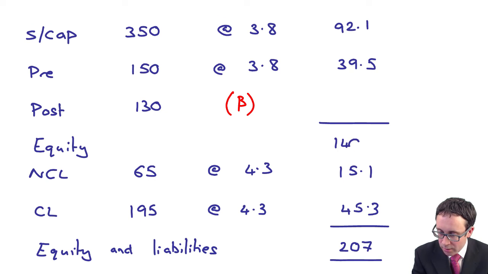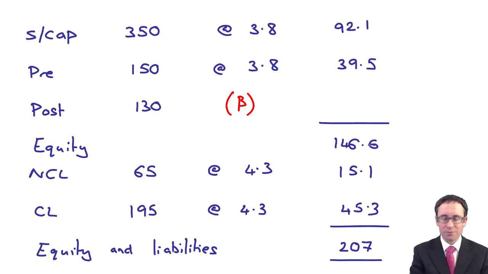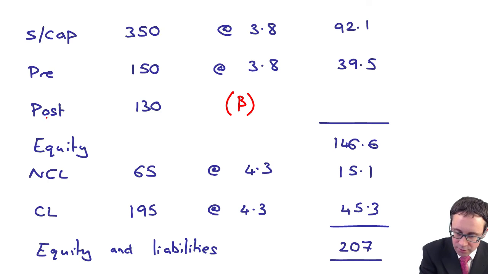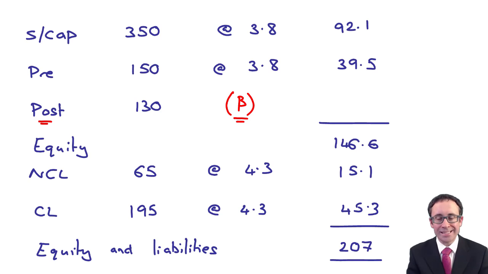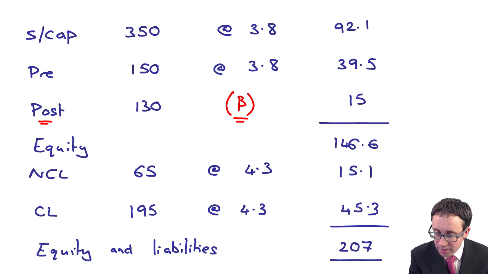again, check my arithmetic. I know you will. And let me know if I'm wrong. I know you'll let me know if I'm wrong. Gives me 146.6. And then to work out the post-acquisition reserves as your balancing figure. But if the total equity is 146.6, if the share capital is 92.1, the pre-acquisition reserves are 39.5, you should be able to work out there by deducting the 92.1 and the 39.5 from your total equity of 146.6, it gives you $15 million. Okay, that's your post-acquisition reserves.